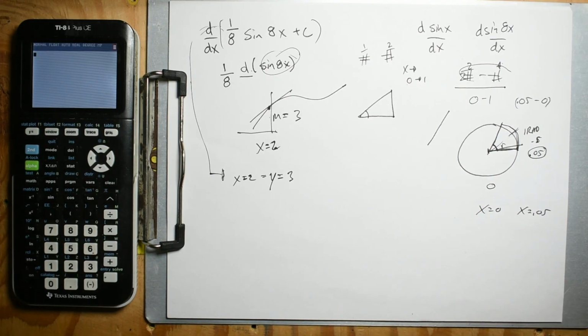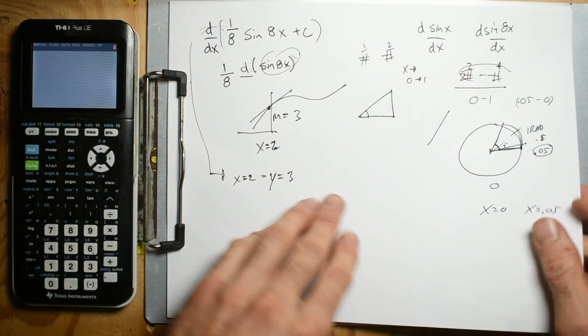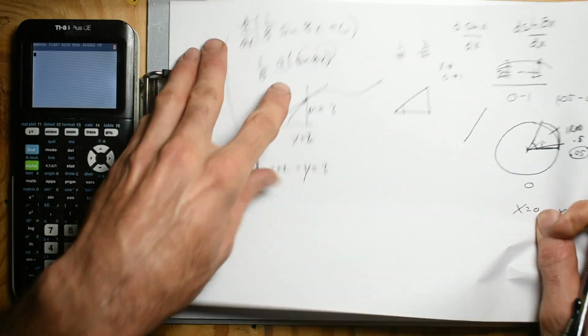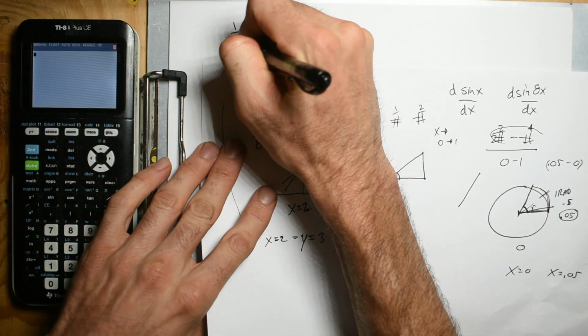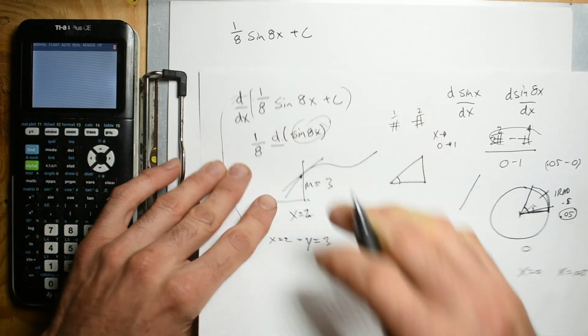Alright, brutal. But yeah, so what are we doing? We're trying to simplify this. 1/8 sine 8x plus a constant. Let's redo this.